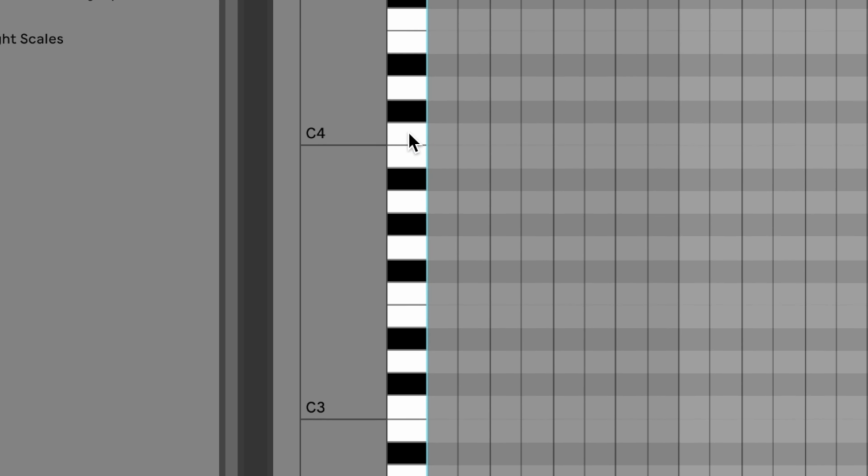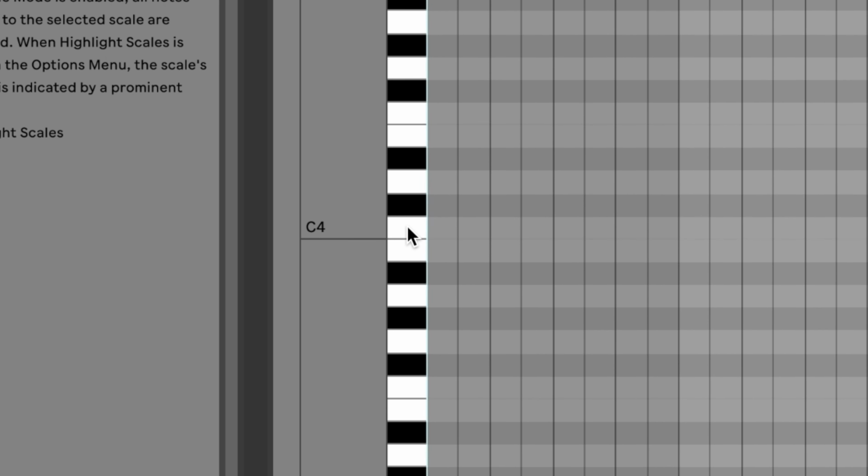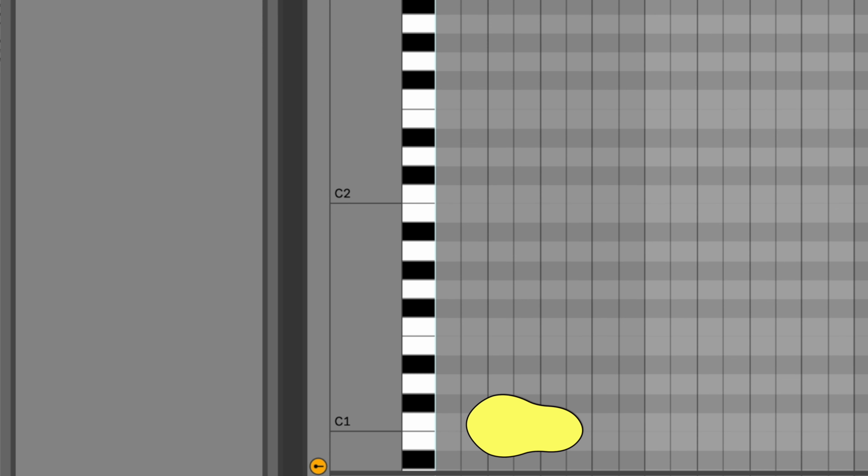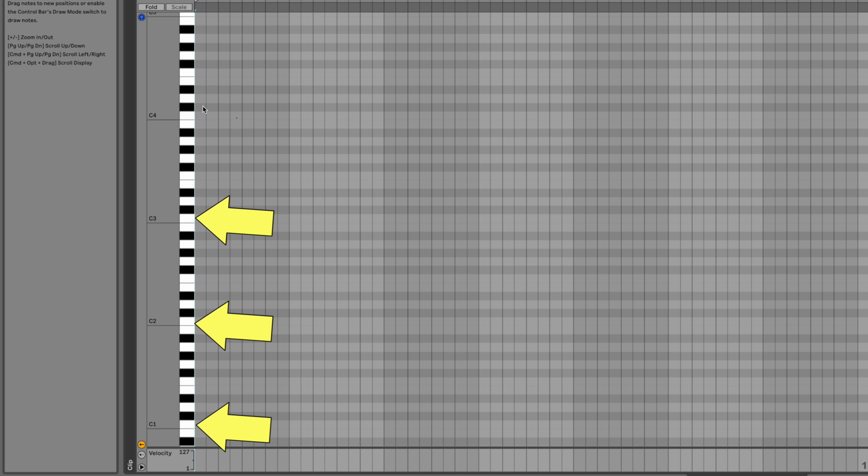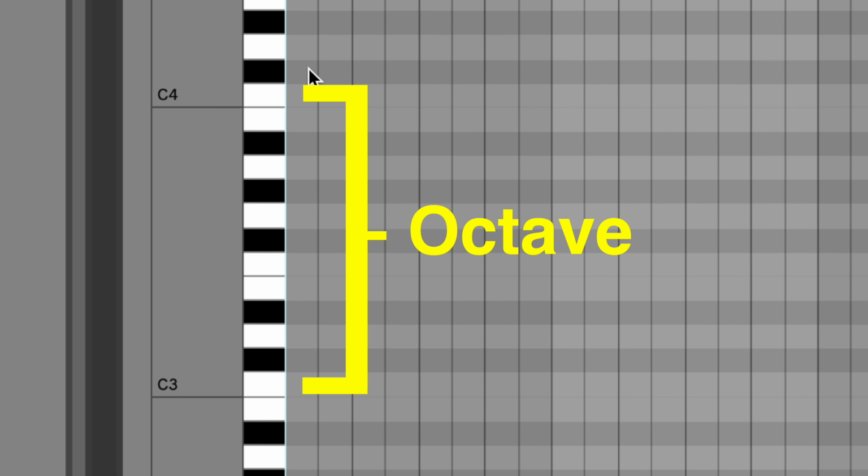If I put my cursor up to the similar looking white key above the C3, we can see that Ableton is calling this note C4. What does this mean? Well, these two notes, and this one, and this one, and this one, and so on, are all the same note, but separated by what's called an octave. An octave is determined by a doubling or halving of the frequency of a pitch.